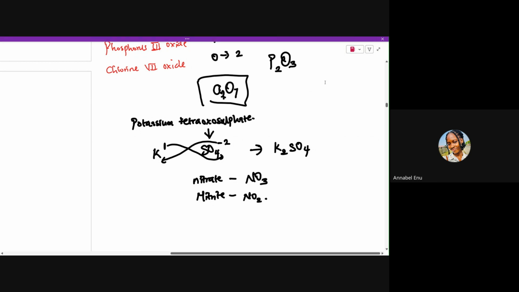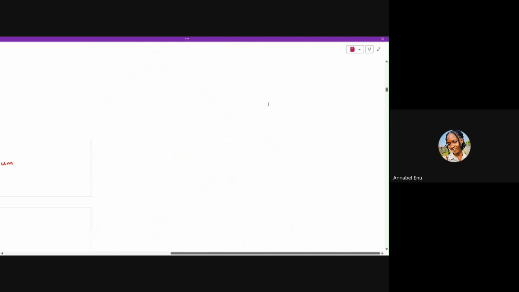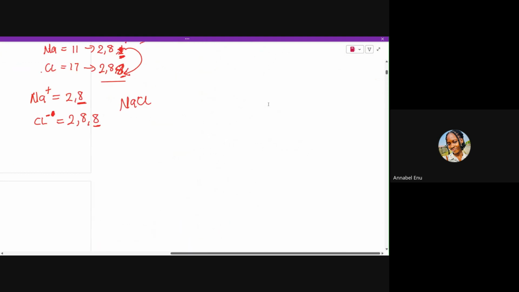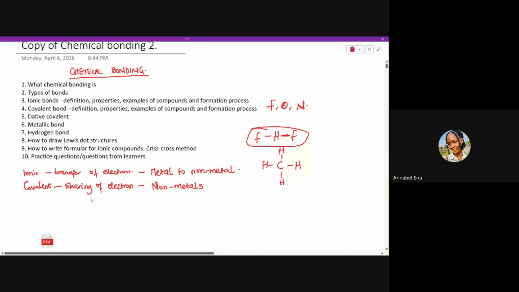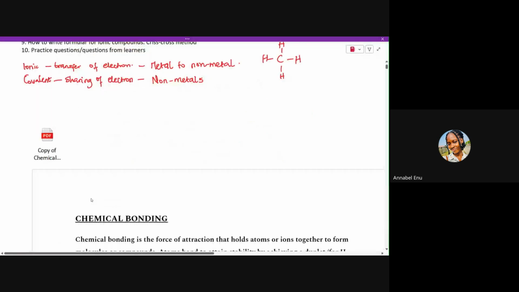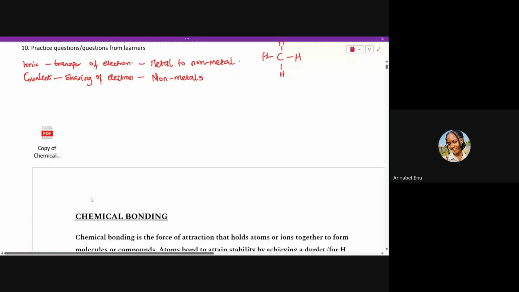So today we have learnt about naming some ionic compounds. We have also learnt about types of bonds, and we have also learnt about what chemical bonding is. Okay, so if any of you have questions, you can ask now. You don't have any question?